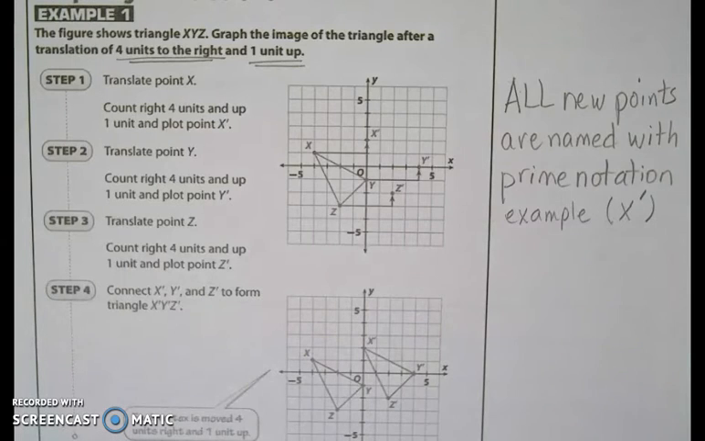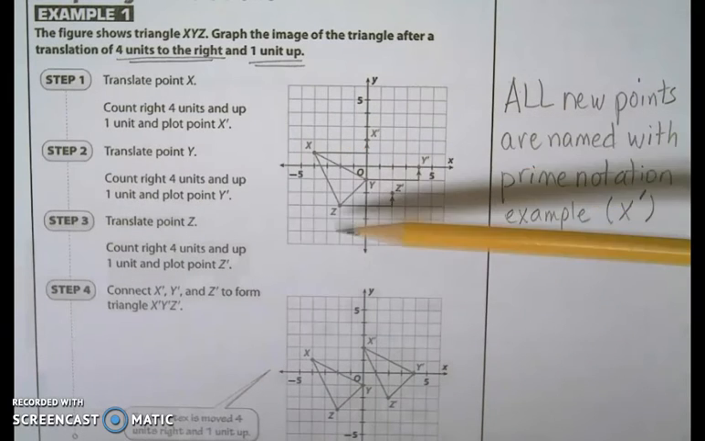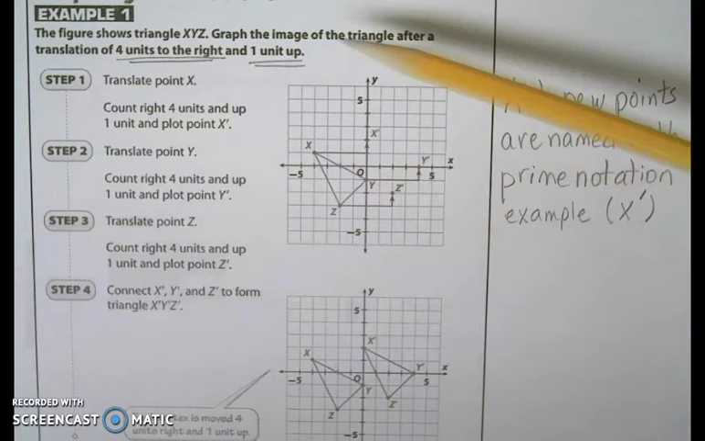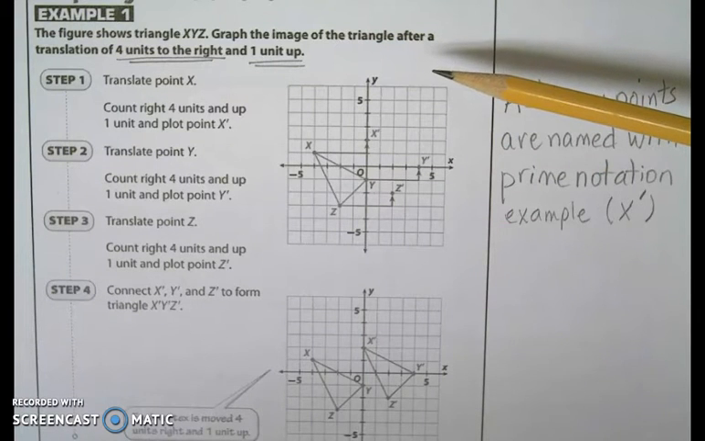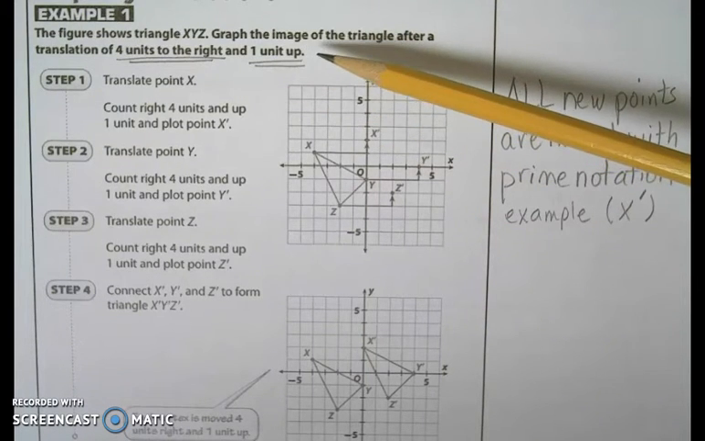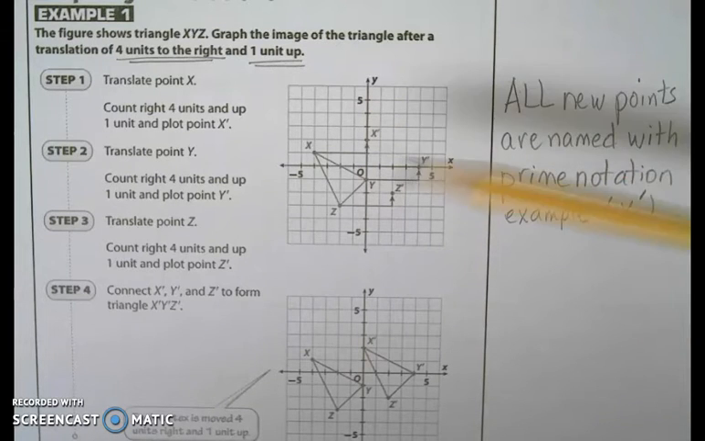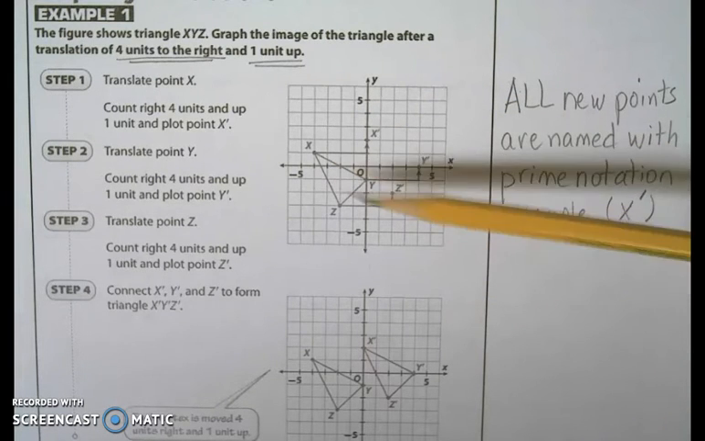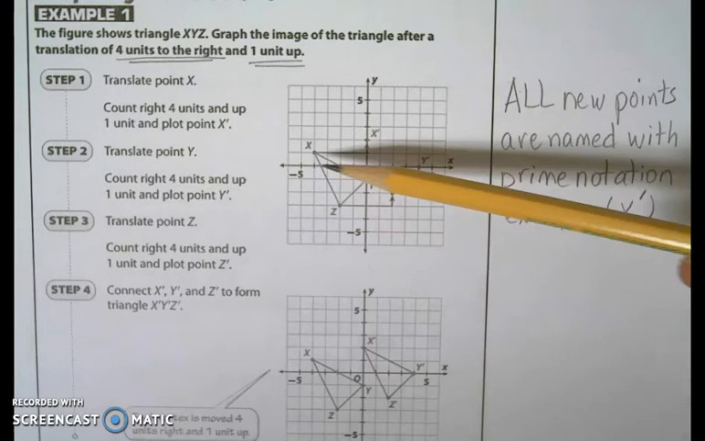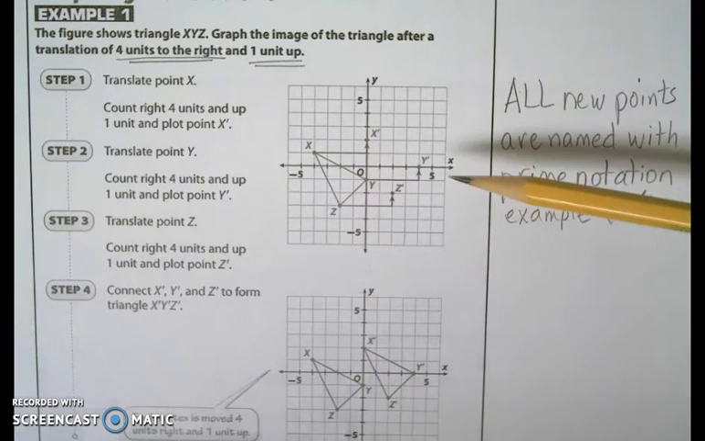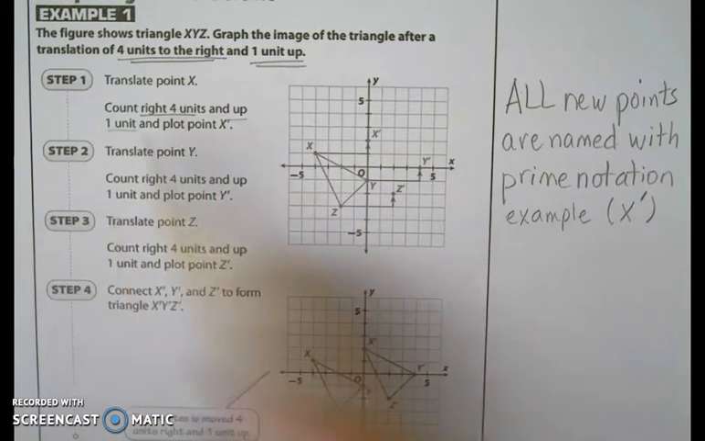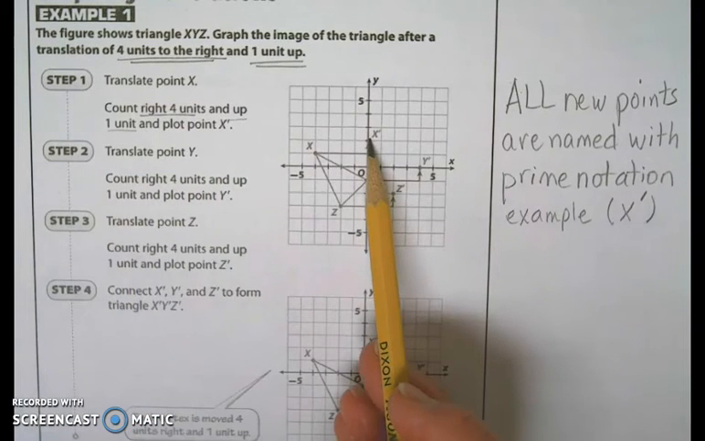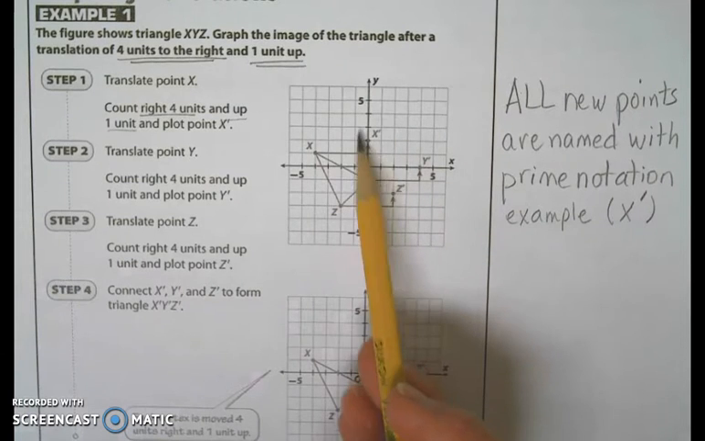Okay, so let's look at example 1 that's already been done. So we start with figure X, Y, Z. We're going to graph the image of the triangle after a translation of 4 units right and 1 unit up. So you're going to take each of the 3 points, X, Y, and Z, and move it 4 units to the right and 1 unit up. So X goes 4 right, up 1, and becomes X prime.